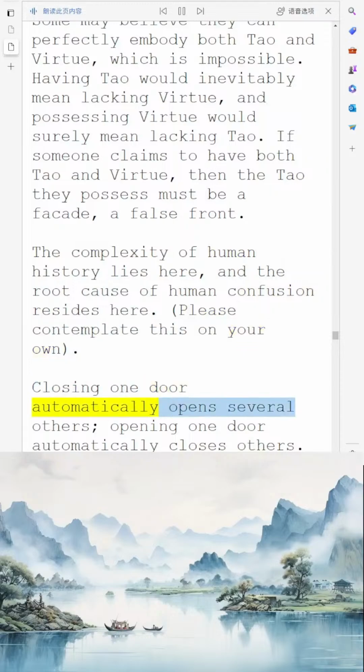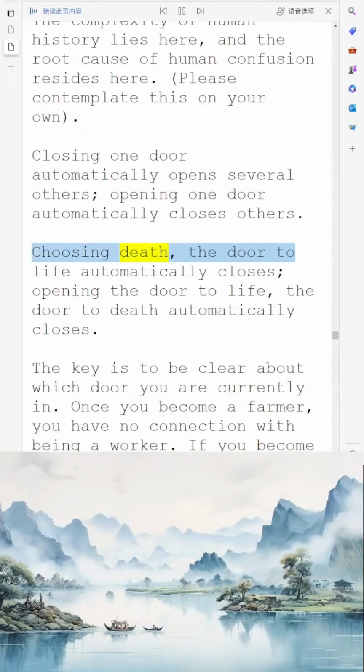Closing one door automatically opens several others. Opening one door automatically closes others. Choosing death, the door to life automatically closes. Opening the door to life, the door to death automatically closes. The key is to be clear about which door you are currently in.